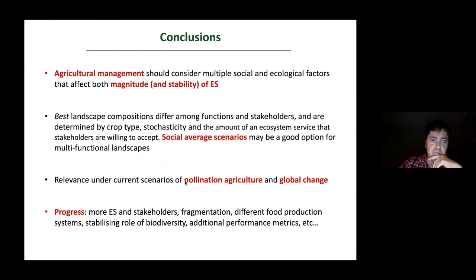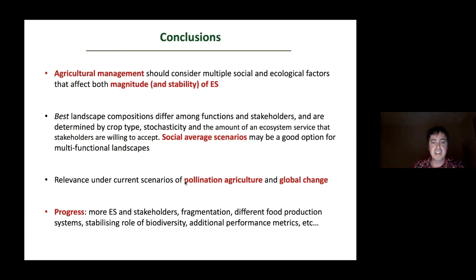So just to conclude, in agricultural management, we consider multiple social and ecological factors and their interactions. The best landscape compositions differ among the ecosystem services that you target or the stakeholders that you prioritize, and are determined by different factors such as crop type, environmental stochasticity, and the amount of an ecosystem service that stakeholders are willing to accept, which is what we call function thresholds. And interestingly, these so-called social average scenarios may be a good option for multifunctional landscapes, as they can achieve relatively high values of all ecosystem services, at least in our model.